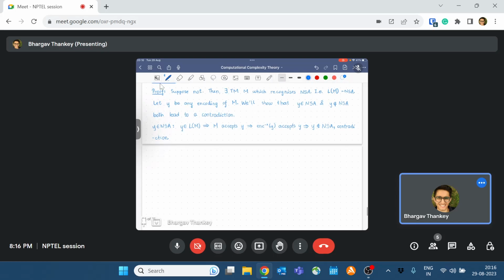The other case is similar. Let me write implies over here. What does this imply? Y not in L(M). This implies M does not accept Y, which implies, again just as before, N inverse Y does not accept Y, which implies Y in NSA.